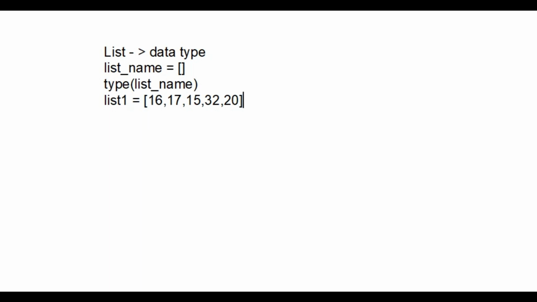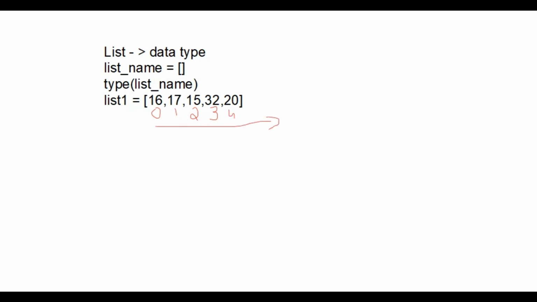So this is ordered, indexed. What is indexed? Whatever value is stored first in the list, the index value for that is 0, and the index value for 17 is 1, for 15 it is 2, and this is 3, and this is 4. So the index values keep on going like this.